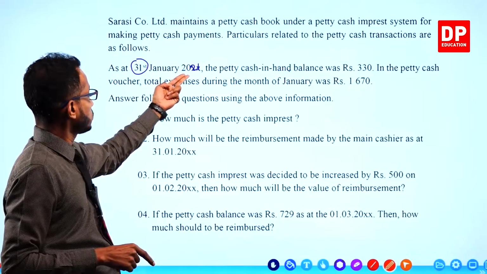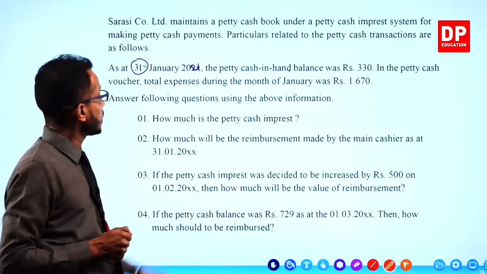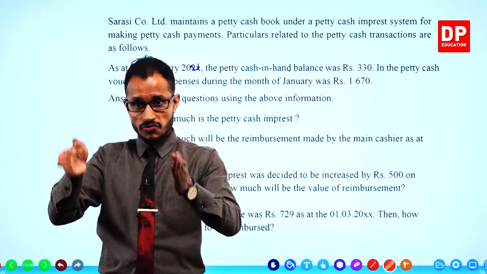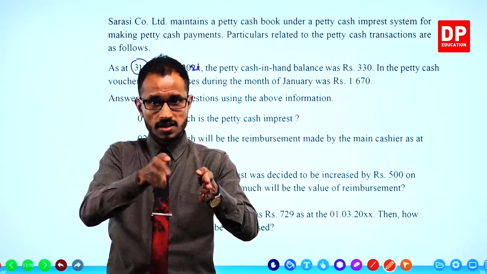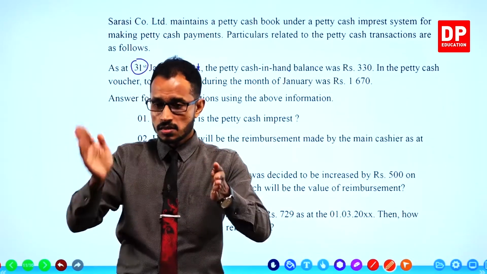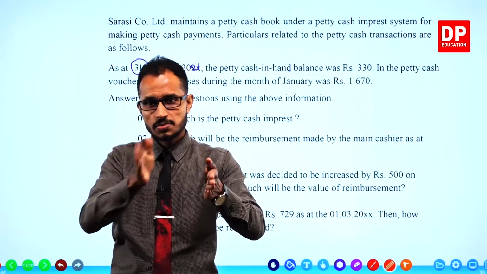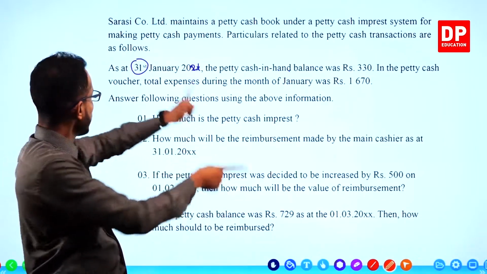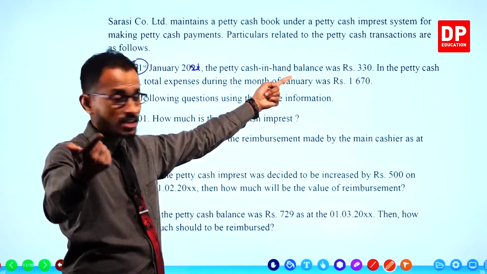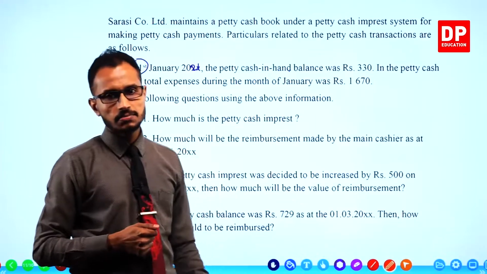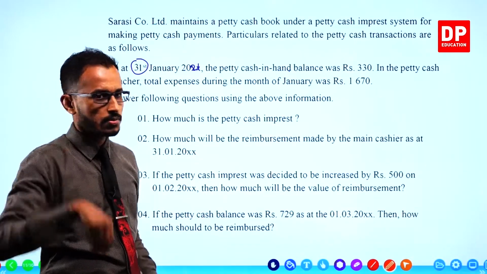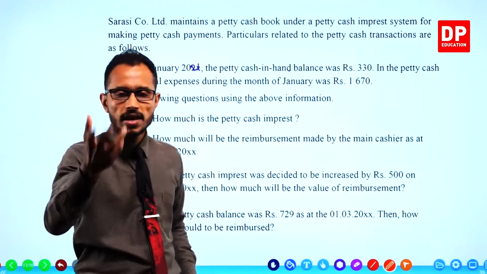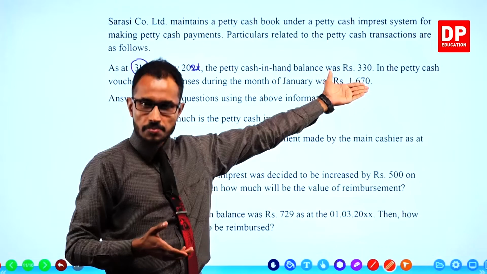31st January, this is the end of January. Starting from January 1st until 31st, this business has been moving on. This business has been carried out until 31st. Now on 31st January, there is a balance of petty cash of 330, petty cash balance with the petty cashier.